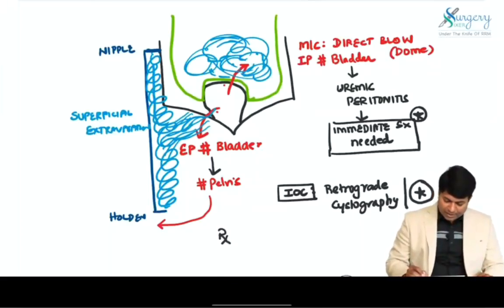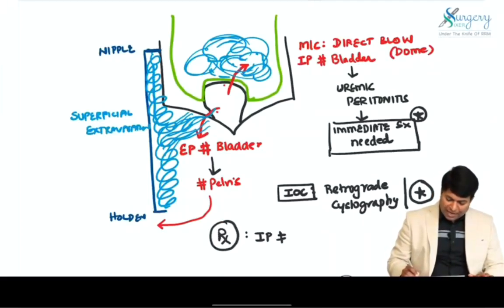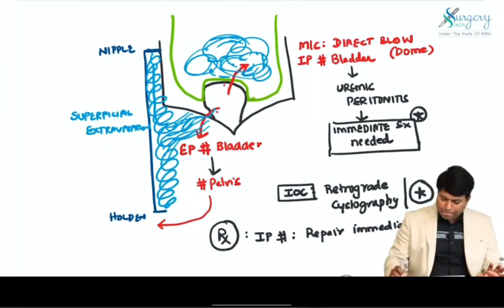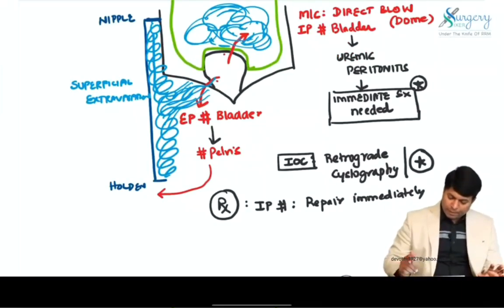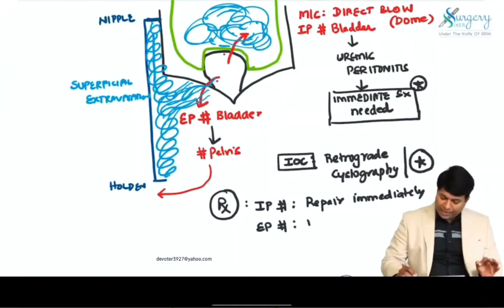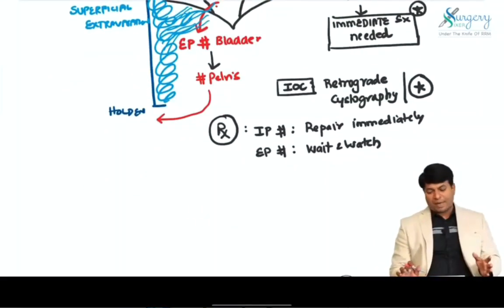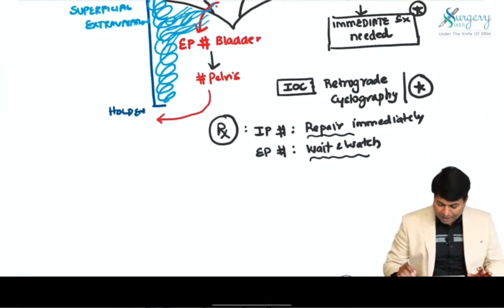And the treatment of these cases: intraperitoneal rupture of bladder needs immediate repair. Open the abdomen and repair immediately. Extraperitoneal rupture of bladder, what do we do? We can wait and watch. Usually it will heal by itself. No need to do surgery. So intraperitoneal rupture needs immediate repair, and extraperitoneal rupture we can wait and watch. It may heal by itself. So please don't forget this point.